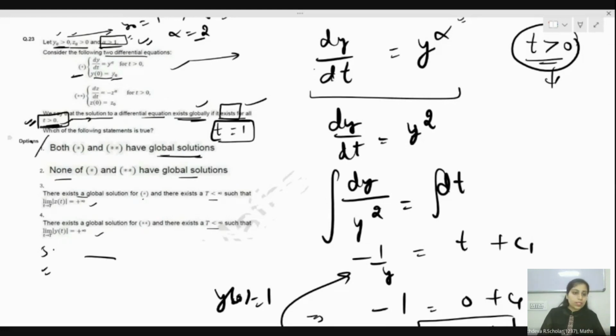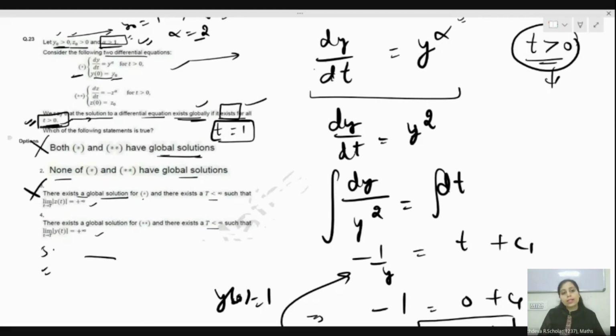So the first option will be cancelled out, since both have a global solution. As one does not have a global solution, that we are sure of now. Okay. And also there exists a global solution for star. This option is also cancelled out. The third is also cancelled out. Now the remaining options are the second and fourth.